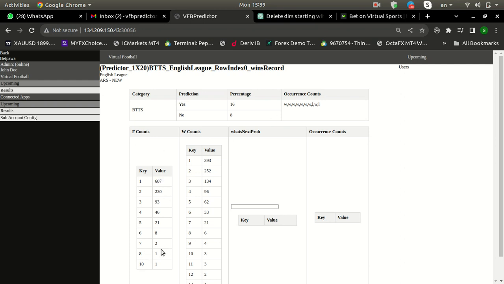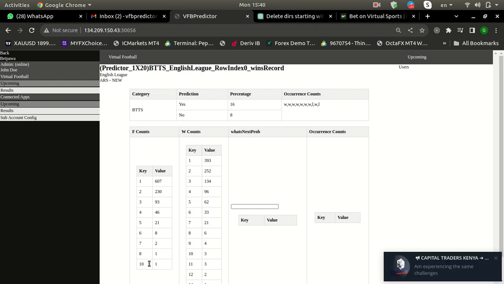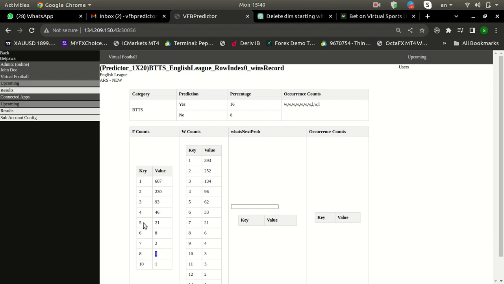There have been some occurrences that are very few, like this. This thing has been running for quite a few weeks, like a month or so, and only one time there have been 10 consecutive losses. If you're following this strategy of picking the highest percentage, you see it has happened only one time in a very long time. 8-time losses has happened only one time in a very long time.